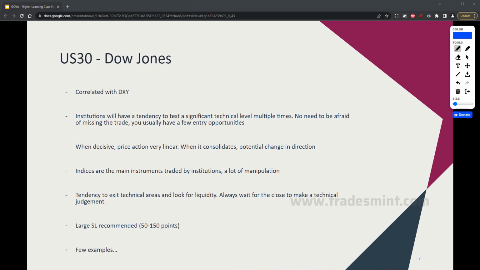So just like gold, it gives out a lot of pips, a lot of points. It moves a lot. So once you master it, I think it's one of the best financial instruments you can trade.